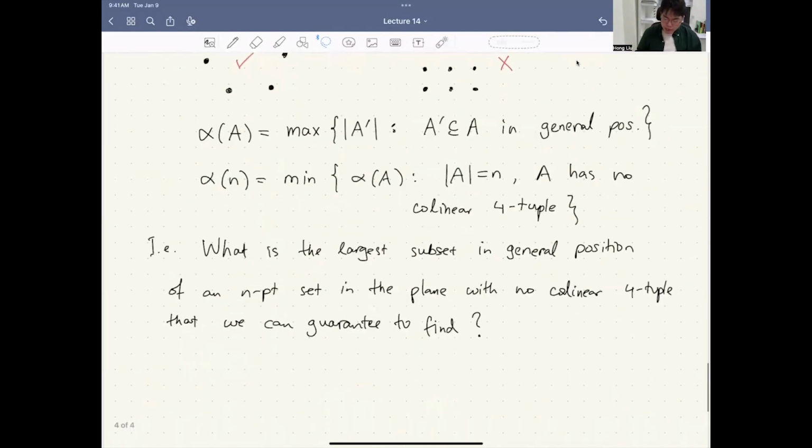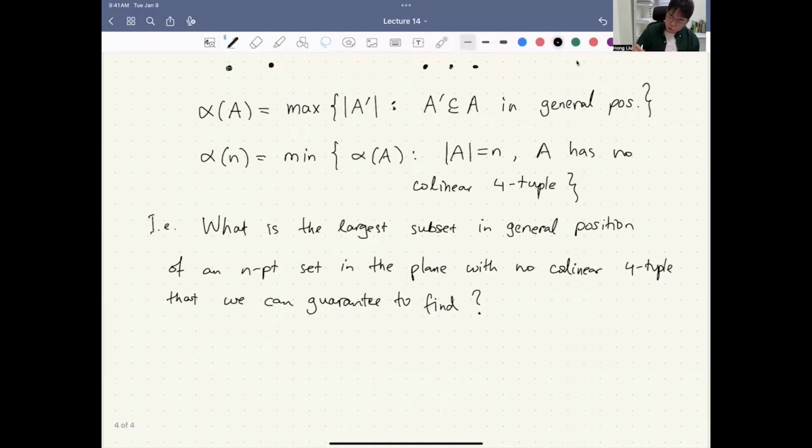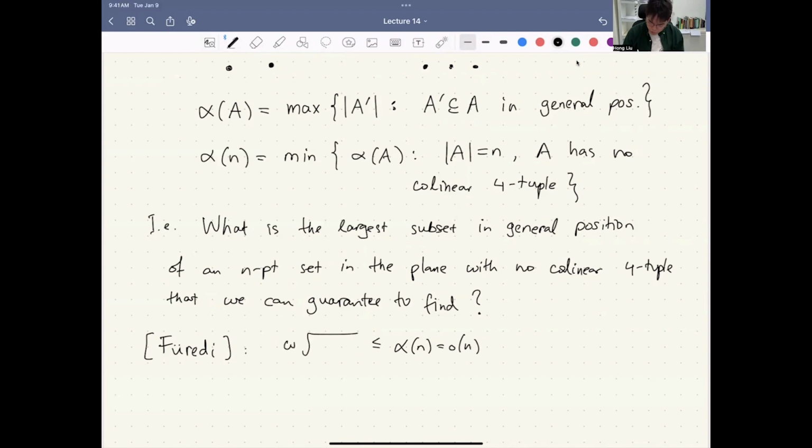The current best bound, well, before the Bollobás–Freddy proof, was that alpha n was little o of n and little omega of square root n log n. So that means it's much larger than square root n log n. There's a huge gap between lower and upper bounds.